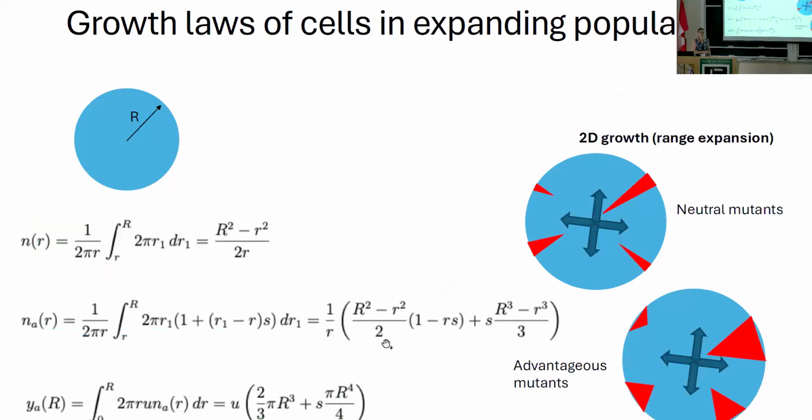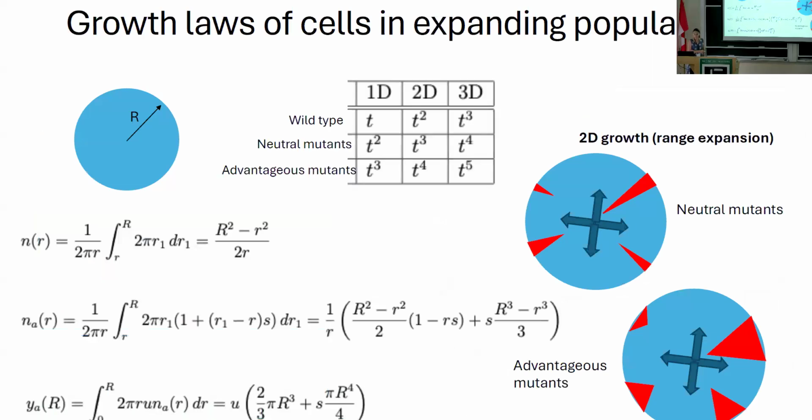Now we go to 2D circular geometry. In a similar way, we derive the laws. And look at this beautiful result. So we have 1D, 2D, and 3D. Wild type cells, so without any mutants. What is the growth law? In 1D, a stripe of cells will expand proportional to time, right? It just goes this way.